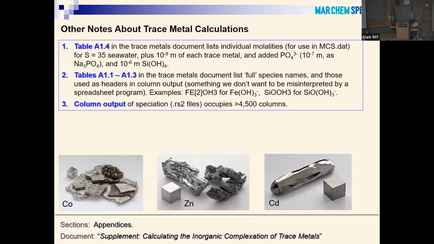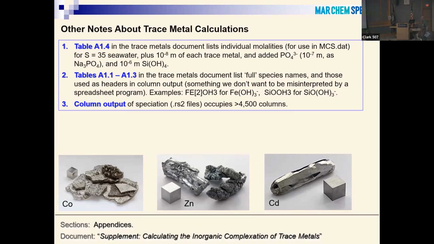document a full list of species names, because we had to be a bit careful about those, because we don't want to use a name in a column header that might be misinterpreted by a spreadsheet or other program as something else. So I was trying to avoid parentheses in names. So this is iron 2 hydroxide. You see the square bracket there, which is FeOH3 minus, and SiOOH3 is in reality this anion here.